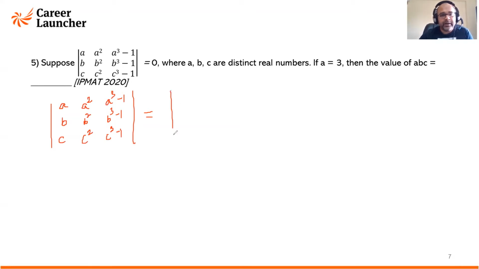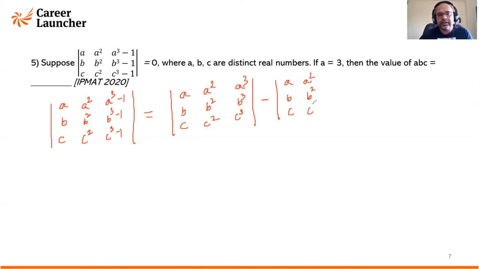I can split this as A, B, C, A square, B square, C square, A cube, B cube, C cube, and I can write it as minus of A, B, C, A square, B square, C square, 1, 1, 1. I can do this. Now again, I can take A common in the row, B common in the row, and C common in the row. So from the first determinant, I can take out A common.